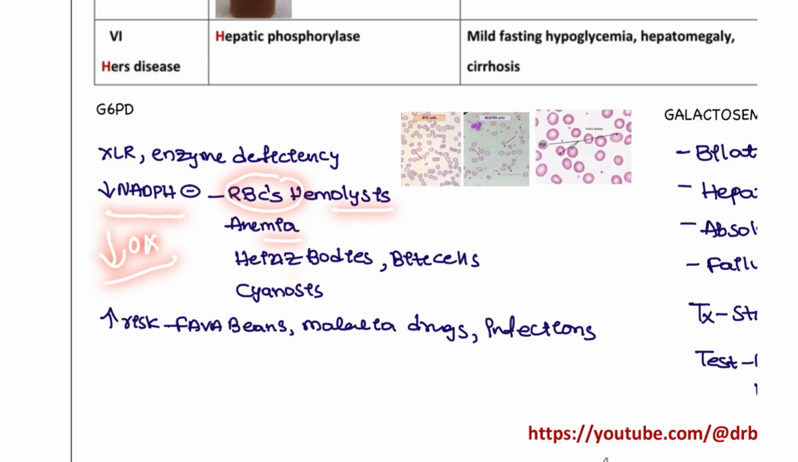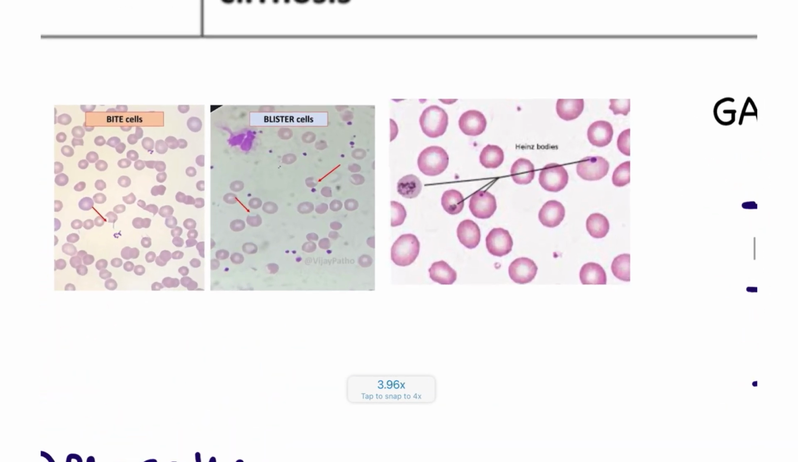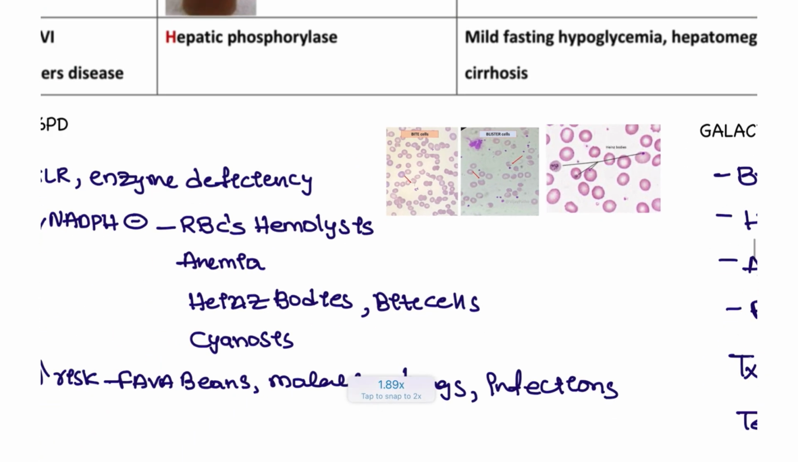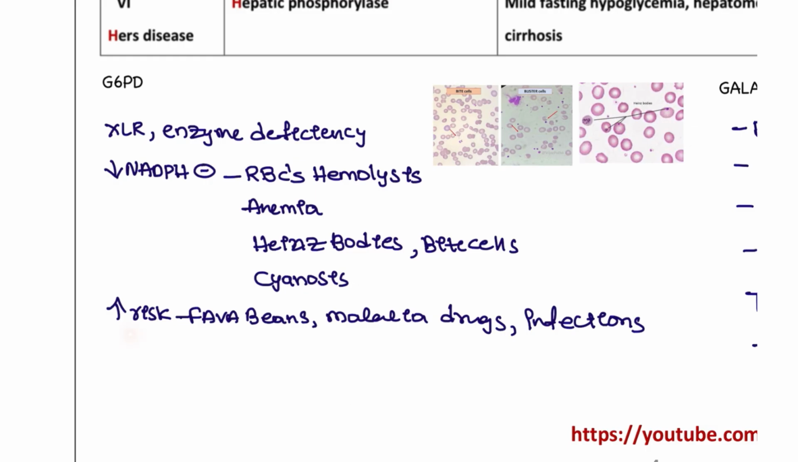And anemia, Heinz bodies. Here you can see these are the Heinz bodies, and these are the bite cells. It's like a bite, and blister cells. Here you can see the blister cells and Heinz bodies. These are the findings that you are going to see on the peripheral blood smear. Whenever they take fava beans or malaria drugs, or are prone to infections, hemolysis will be seen in this patient.